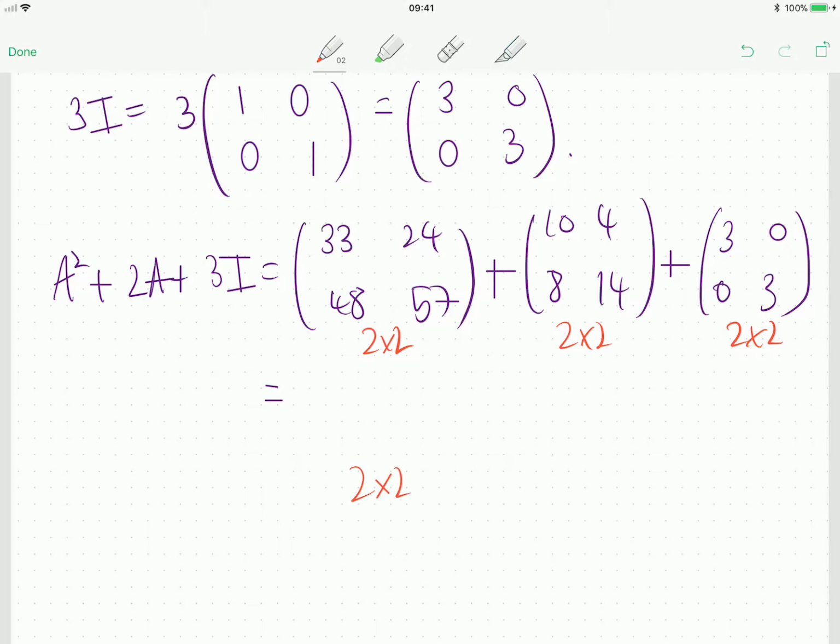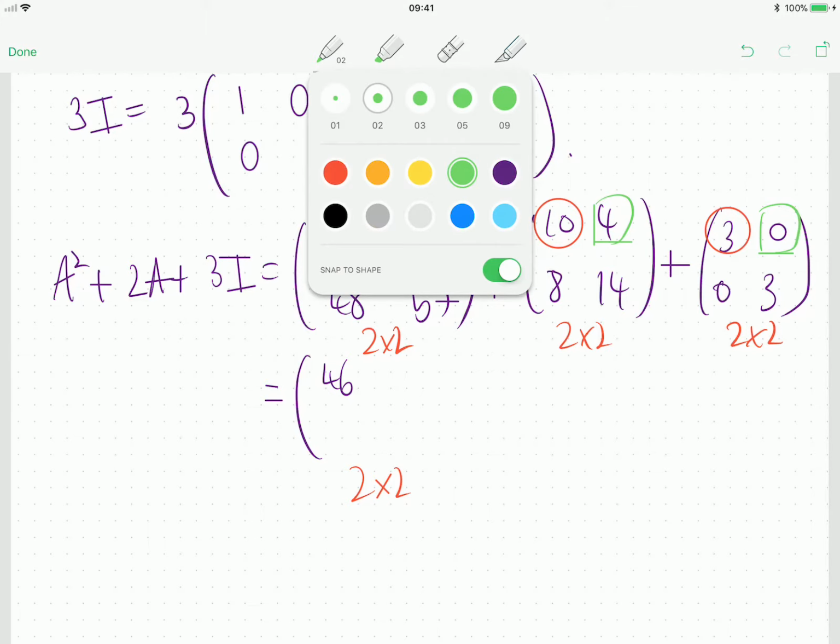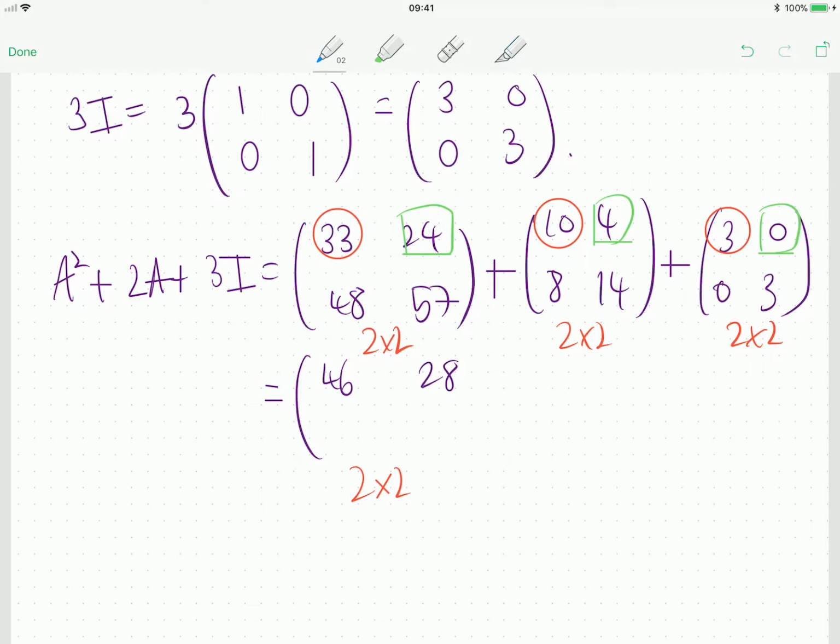The answer is also going to be 2 by 2. For the positions, we just need to follow each of the matrices. So the first position is 33 plus 10 plus 3, so that's 46. The second position, we have 24, 4, and 0, which is 28. Stepping down to the second row, the third position, we add these up, which is 48 and 8 plus 0, which is 56.